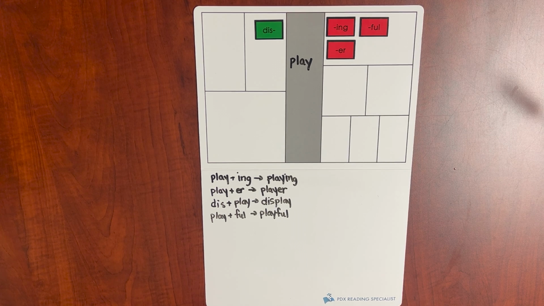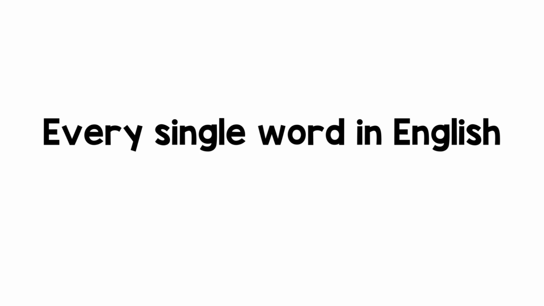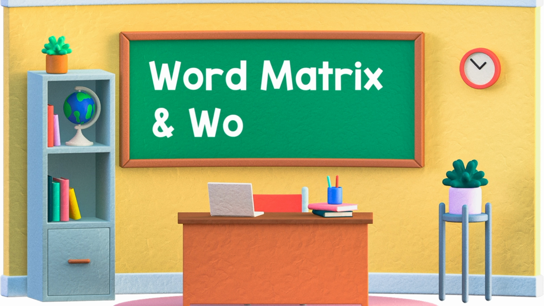We continue this process with all of the words that students generate until we end up with a word matrix that is not complete, because a word matrix is never complete, but it is a work in progress. As students find new words that have the root play, we can add them to our matrix. And we can repeat this process with any base, because every single word in English either has a base or is a base.